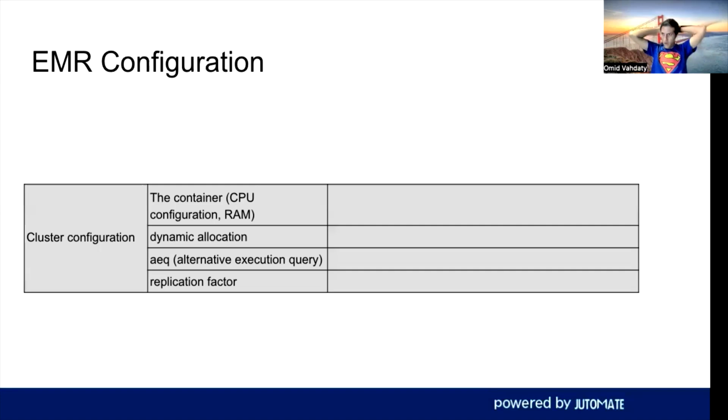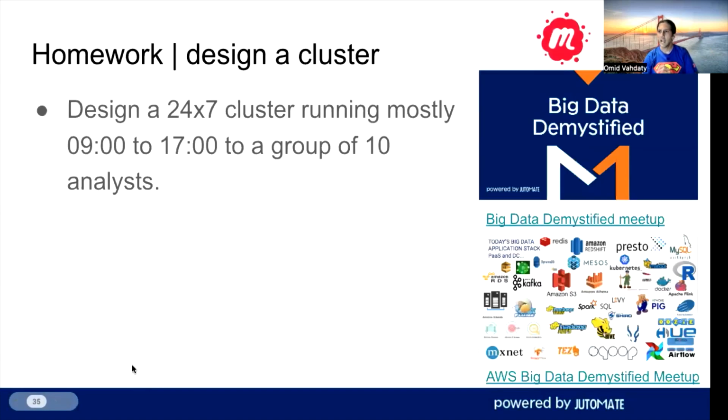Okay, so what about the replication factor? Should we be doing something about this in this use case? Remember the use case: 9 to 5, 24/7, 10 analysts. So what would be important for the analysts? Speed, naturally, right? So would a higher replication factor benefit us somehow?